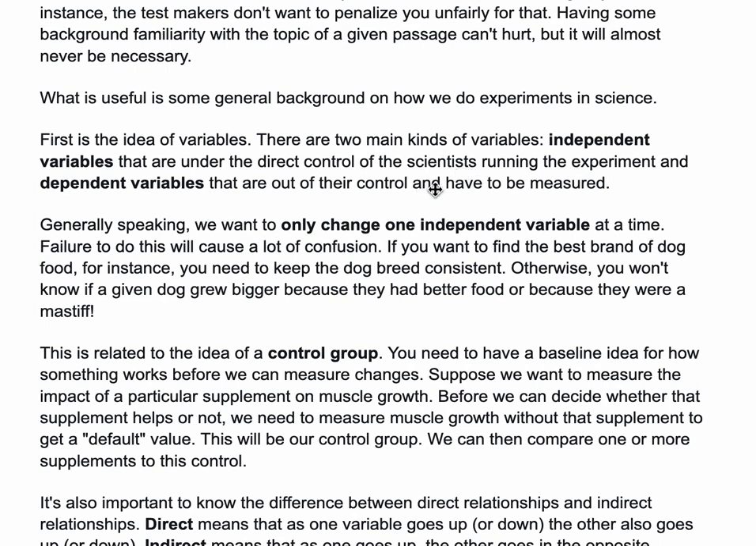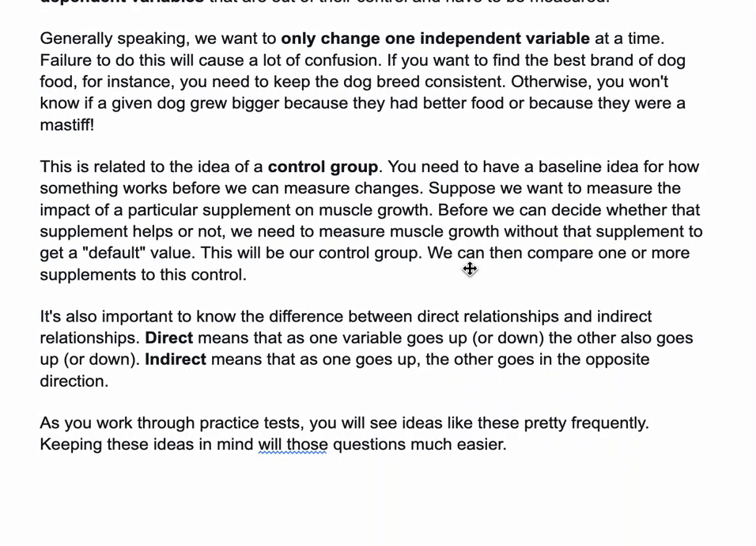The dependent variables are what's measured at the end. So the dependent variable in this dog experiment would be the height of the dog or the weight of the dog or stuff like that, how much they grow, in whatever way you want to measure that. Okay, those are the dependent variables because they depend on the outcome of the experiment. So one easy way to remember is independent variables are what's set up in the beginning, dependent variables are what's measured at the end.